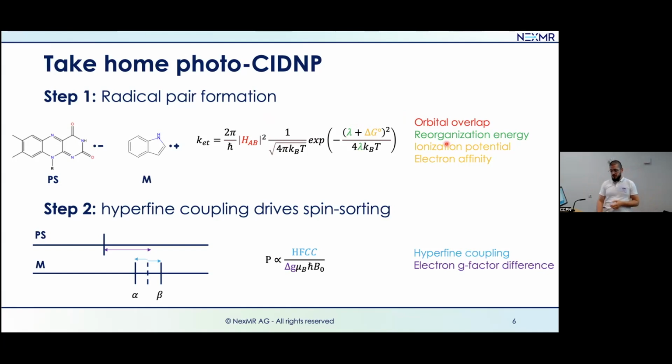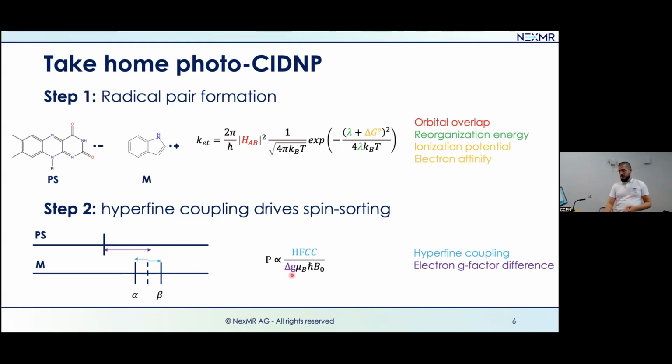And these hyperfine couplings are creating a delta in the precession frequency. And this depends on the nuclear spin state. So if you have some alpha spin states, right, the frequency will be less than if you have beta spin state. And this depends on the sign of the hyperfine coupling. So higher hyperfine couplings, more spin sorting, more polarization.